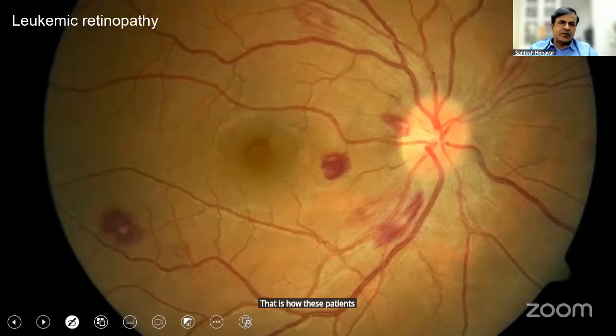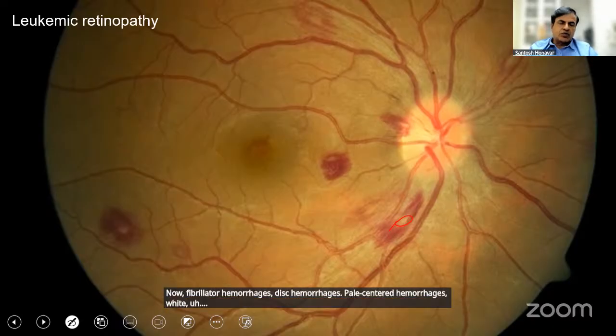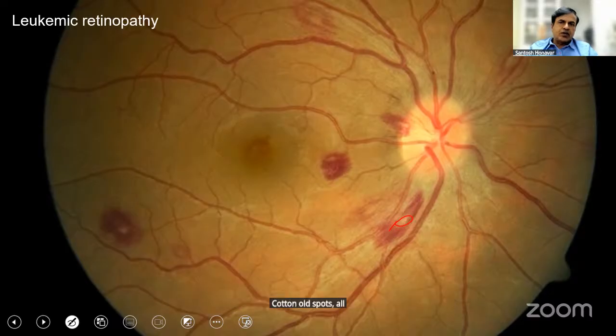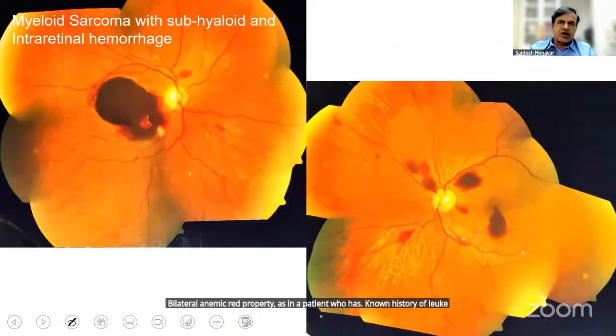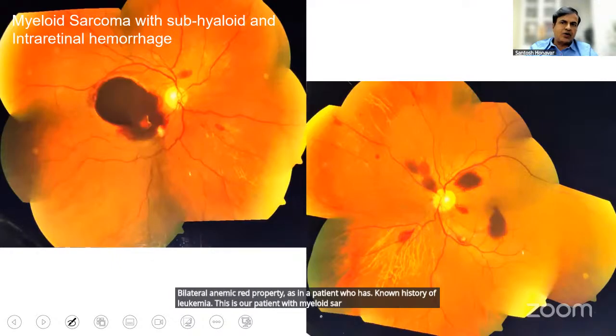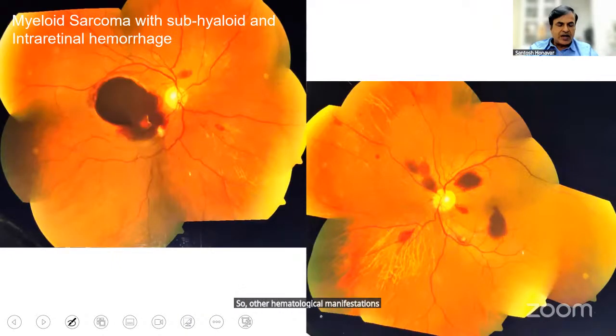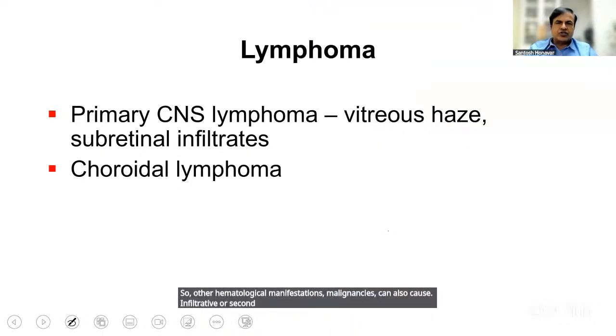This is very typical leukemic retinopathy, flame-shaped nerve fibrillary hemorrhages, disc hemorrhages, pale-centered hemorrhages, white cotton wool spots. All these are typical of leukemic retinopathy, whereas this is a patient with bilateral anemic retinopathy, as in a patient who has known history of leukemia. This is our patient with myeloid sarcoma with subhyaloid and intraretinal hemorrhage. So other hematological malignancies can also cause infiltrative or secondary retinal changes.